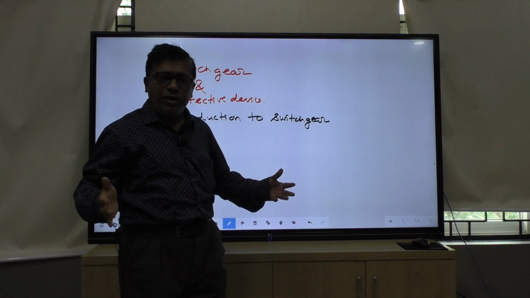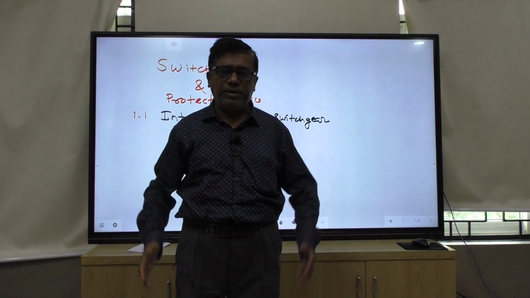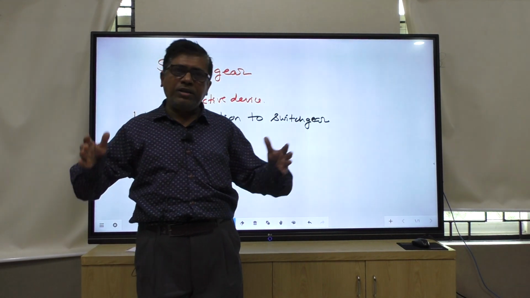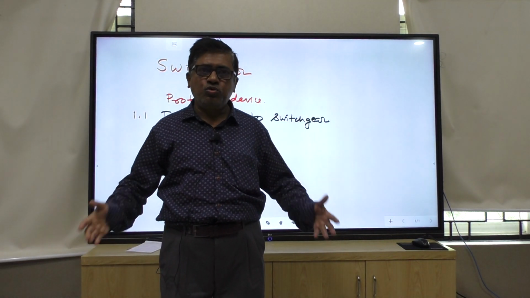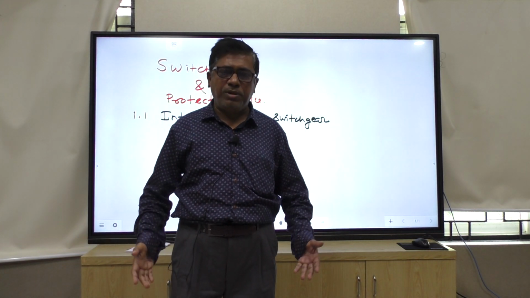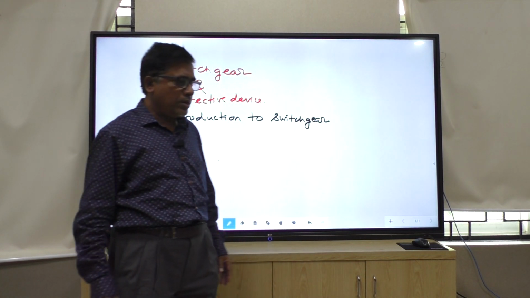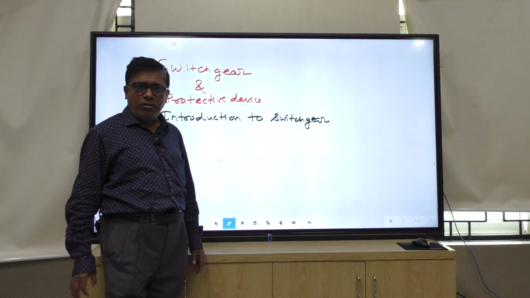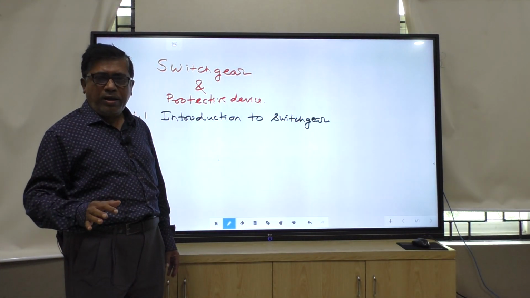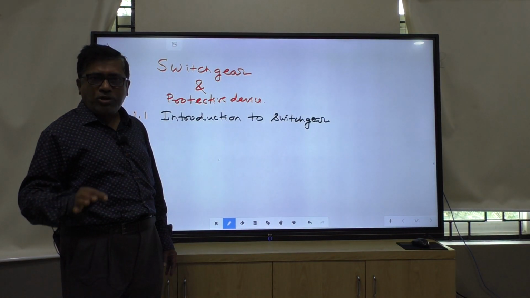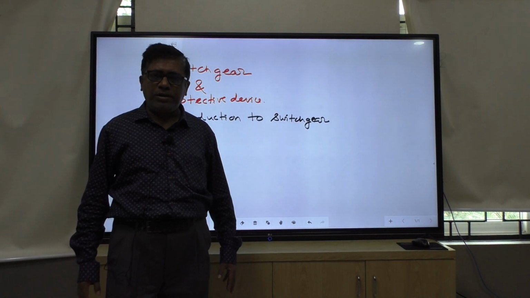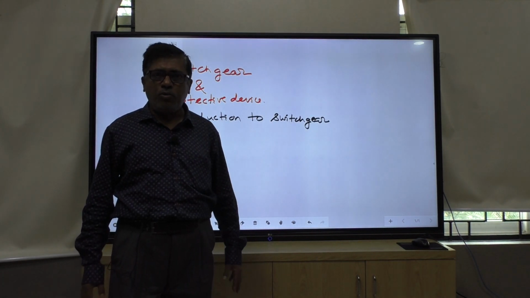So first I will tell you what is switchgear and protective device. It is a very big word. The entire power system engineering is coming under switchgear and protective device. The apparatus used for switching, controlling and protection of electrical circuit, that is protection of power system, is known as switchgear and protective device.